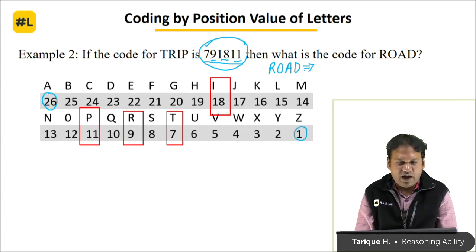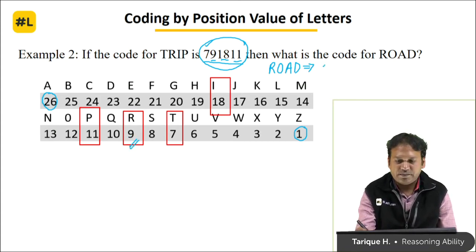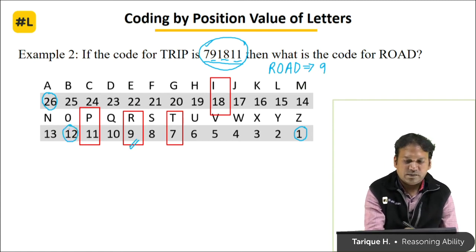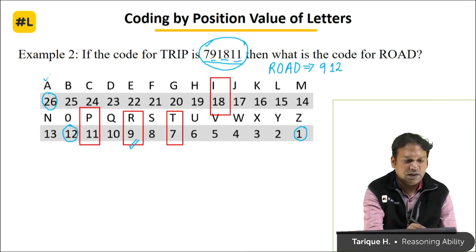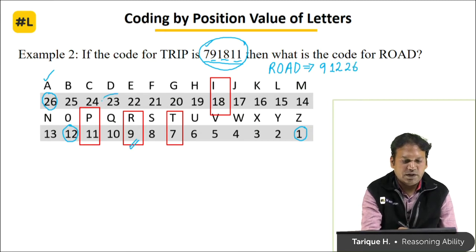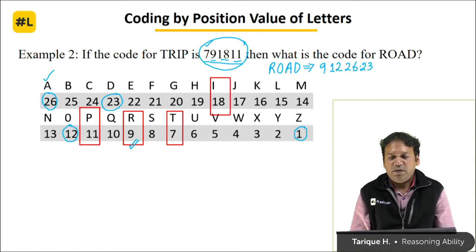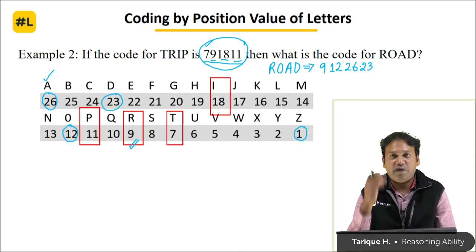What is the position value of R? R position value is 9 here, you see. R is 9. What is O? O is 12. A is 26 and D is 23. So you can see here that the answer is road is equal to 9122623. That is the code for road.